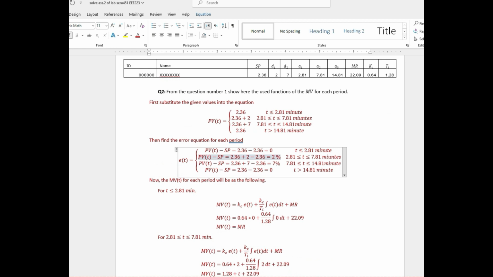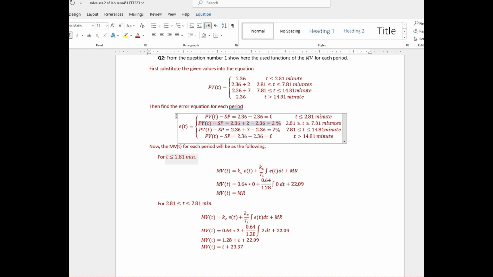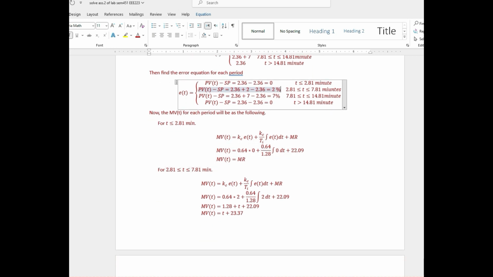The third period is 7. The error here is around 7%. Now just substitute for MV for the same periods. For the first period, MV equals MR. Why? Because the error is 0. So 0 multiplied by KC is 0, and K0 multiplied by KC over TI is 0. Even multiplied by whatever the integration is, it is 0. The remaining is MR. Now for the periods 2.8 and 7.8, there is an error, which is around 2.